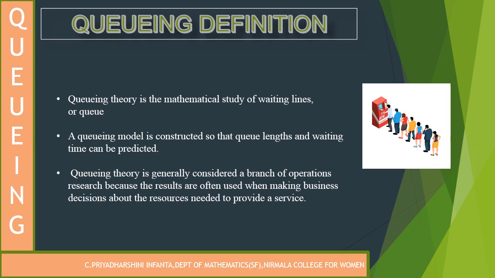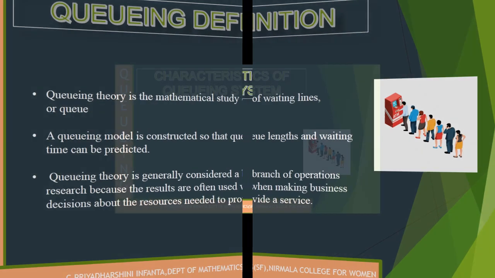What is queuing theory? Let us move on to the definition of queuing theory. Queuing theory is the mathematical study of waiting lines or queues. A queuing model is constructed so that queue length and the waiting time can be predicted. The queuing theory is generally considered a branch of operations research because the results are often used when making business decisions about the resources needed to provide a service.